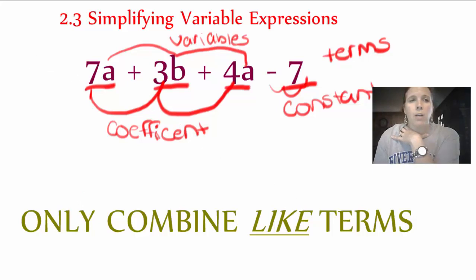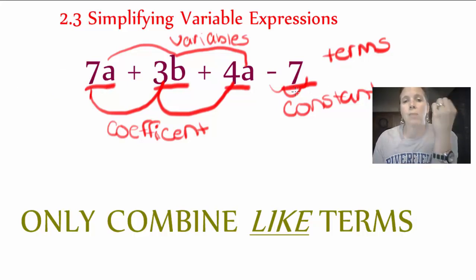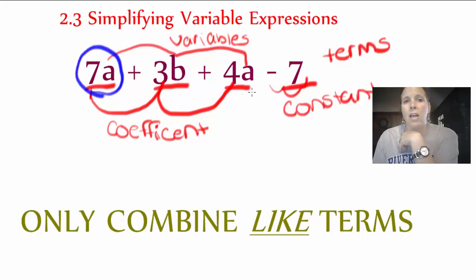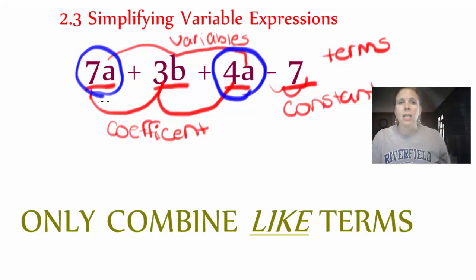So if we look at this, we have 7a, 3b, and 4a, and 7. When it talks about like terms, that means they have to be similar. That means the variable has to be the same. So our like terms here are 7a and 4a. Nothing else can be combined. If you have 7a and 4a, then you're going to have 11a. But you can't combine anything else. Everything else has to stay the same.